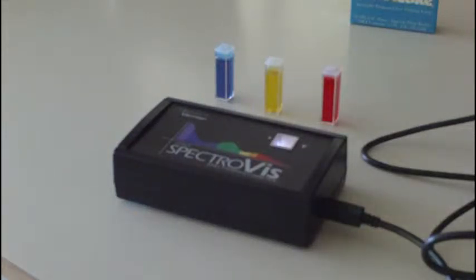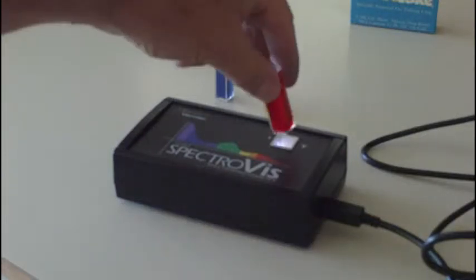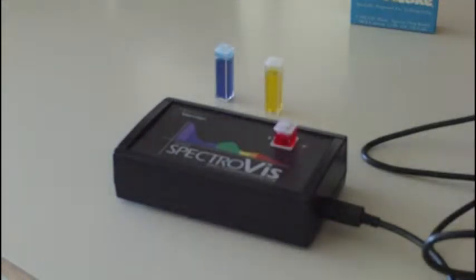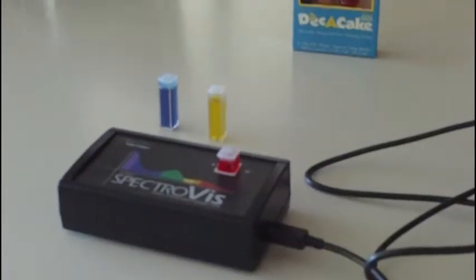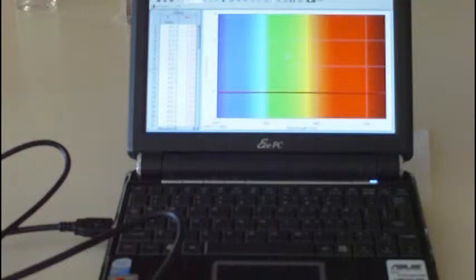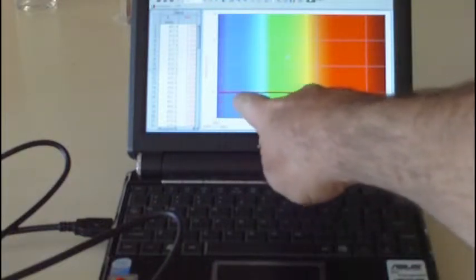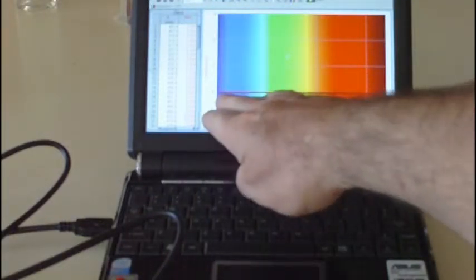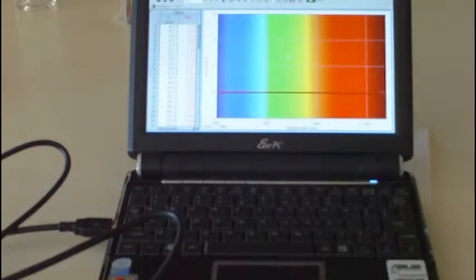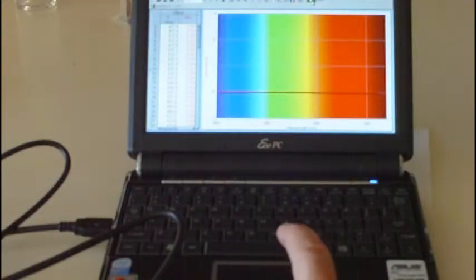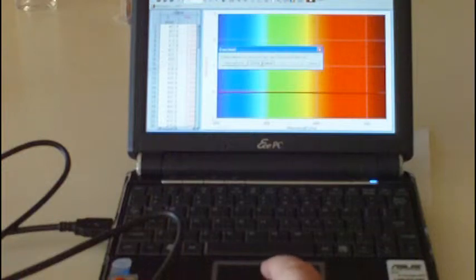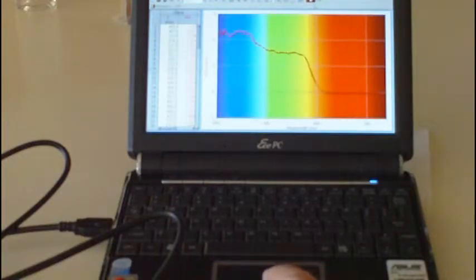And what I'm going to do is we'll start with the red. These are very long wavelengths. And I'll just put that into the device. And let me call your attention to the graph that's displayed on the computer. And what you're seeing is a straight line at 0, indicating nothing's going on right now. But what I'll do is I'll activate the collect button, and we'll now collect data. And so we're now collecting data, and here we go.